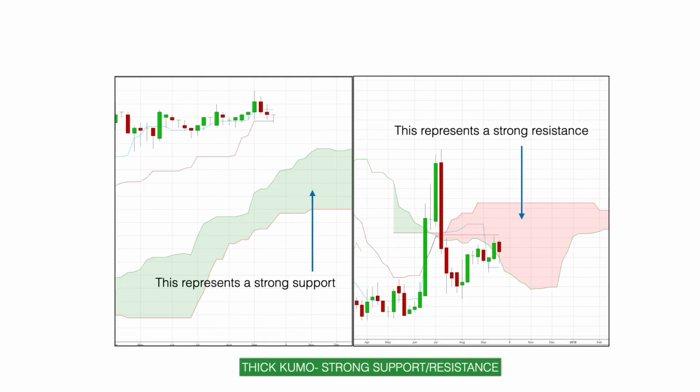The thickness of the KUMO also defines the strength of the support and resistance. The thicker the KUMO, the stronger it is as support and resistance. If price is above the thick KUMO, then we have a strong support area, as shown in this example. Therefore, price will have a hard time breaking below it. If price is below a thick KUMO, then we have a strong resistance area, as shown in this example. Therefore, price will have a hard time breaking above the KUMO.